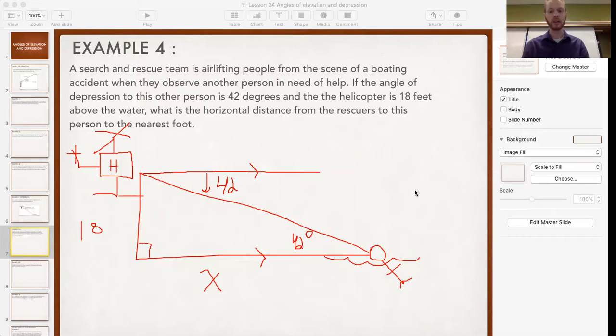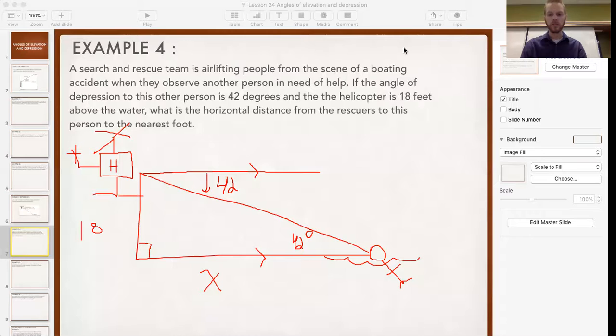So when it comes to angle of depression and elevation, there's not much of a difference that you have to worry about. But just for your future reference, so you know that that's what's happening, draw that it's alternate angles. All right, now we're just going to label the side lengths.